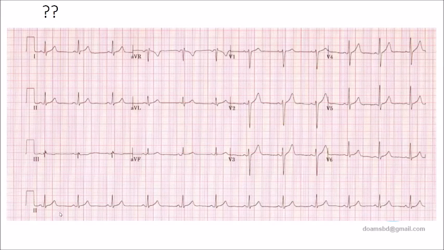How to calculate the rate in real practice? 300 divided by the number of big squares. Okay, 1, 2, 3, 4. A little more than 4.